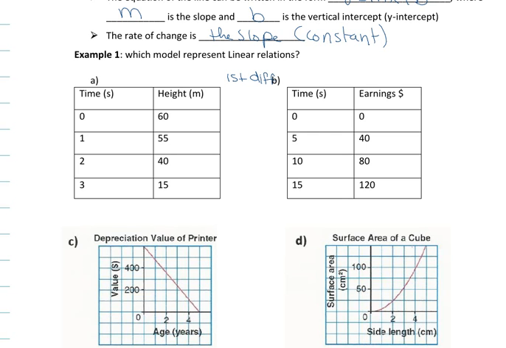Okay? So what I have to do, number one, I have to make sure that my x values are going up by the same amount. So if you see here, it's 0, 1, 2, 3. So it's going up by the same amount. It's going up by 1, right? So that's good. Now if I want to do the first difference, I have to subtract y2 minus y1. So that's 55 minus 60, that's negative 5.